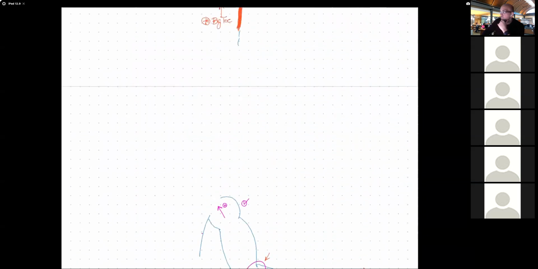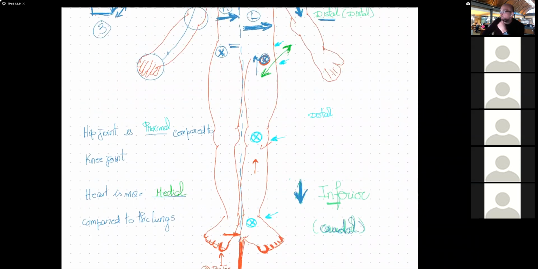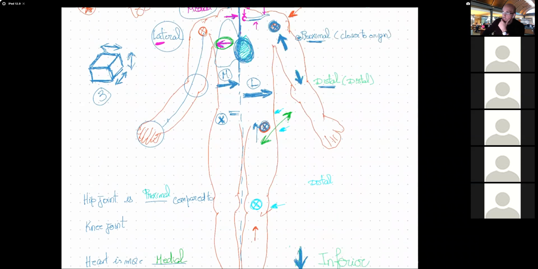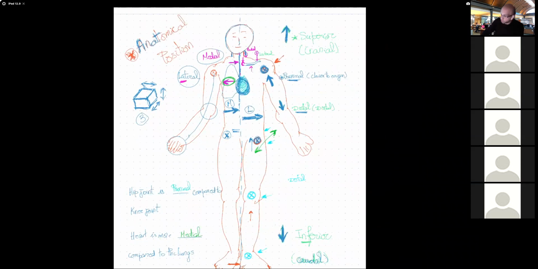No, it's not essentially for the limbs. By definition, proximal means closer to the point of origin, and distal is going to be away from the point of origin, not essentially for the limbs.